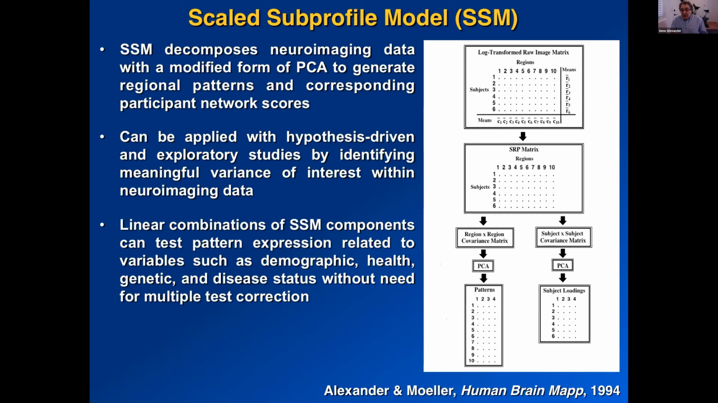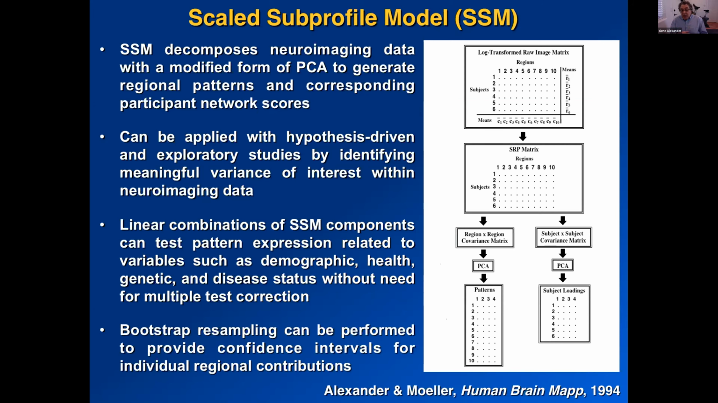Linear combinations are used in SSM components to test the pattern's expression, and they can be related directly to variables of interest. So in the case of age, a demographic characteristic, health status, genetic risk, disease status. Because it's focusing on a linear combined model, we don't have to rely on multiple comparison corrections because the number of statistical tests is done at the multivariate level. Additionally, we can use criteria like AIC or BIC to optimize our choice of model selection.